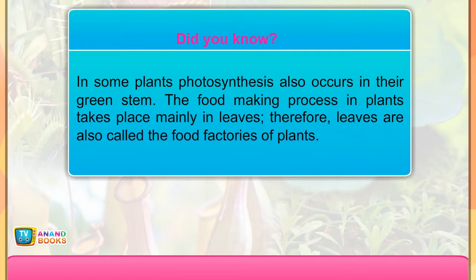Did you know? In some plants, photosynthesis also occurs in their green stem. The food-making process in plants takes place mainly in leaves. Therefore, leaves are also called the food factories of plants.